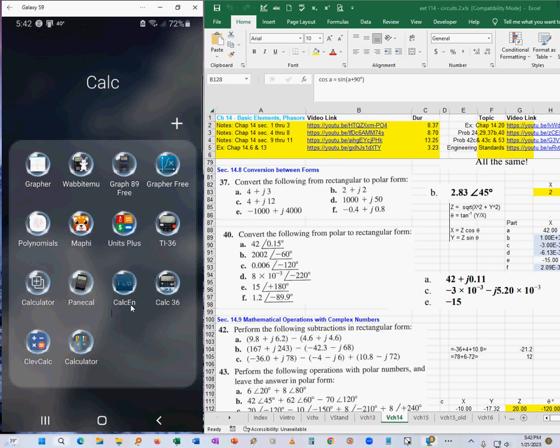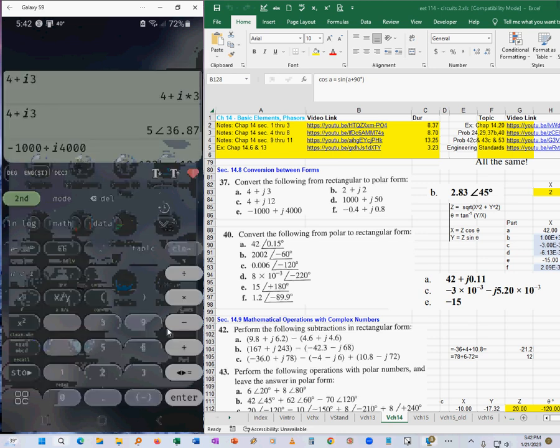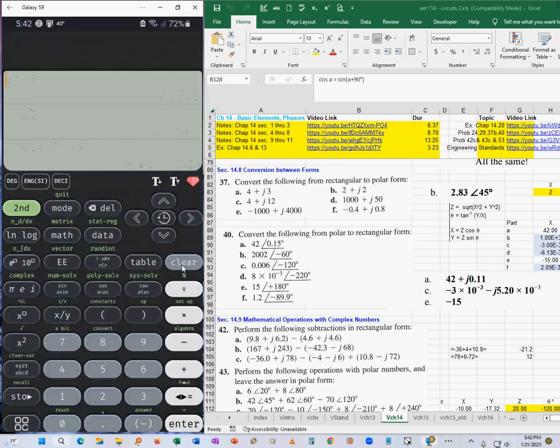So I'm going to use CalcEn and Calc 36, which are both free. I think Calc 36 has some ads in it. We're going to start that one up first. I'm going to clear everything out. Hit the clear button. Problem 37 says convert the following from rectangular to polar form. I'm going to pick 4 plus J3.